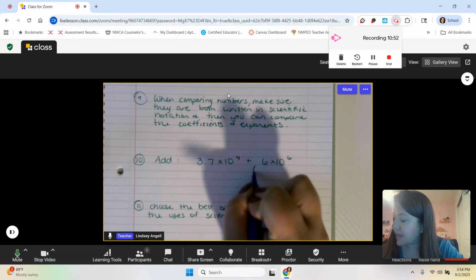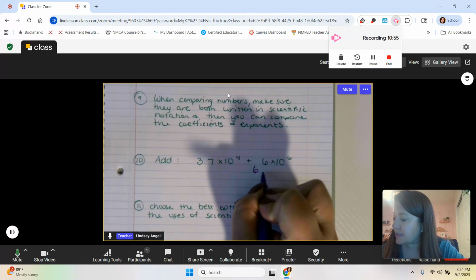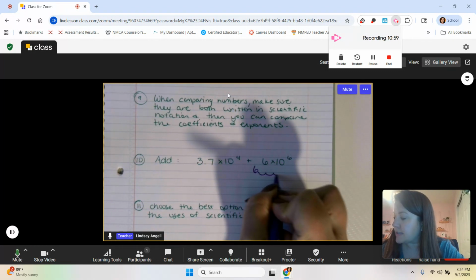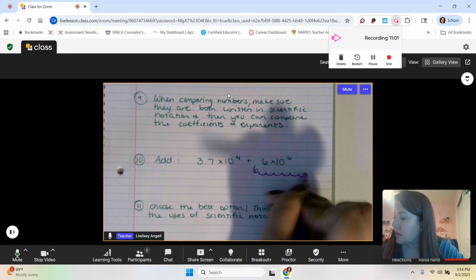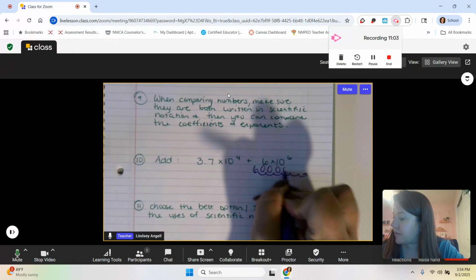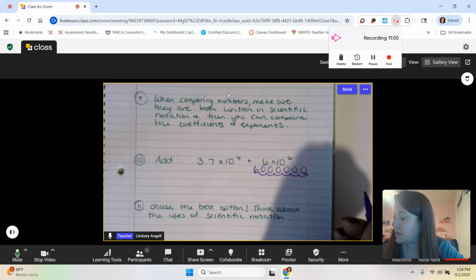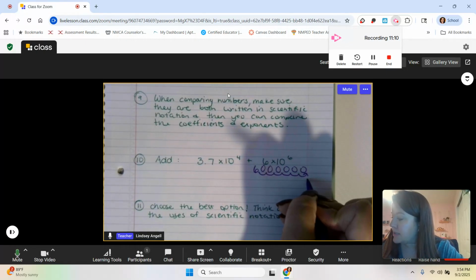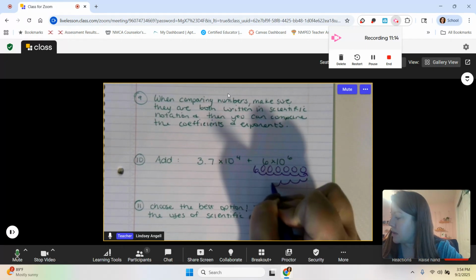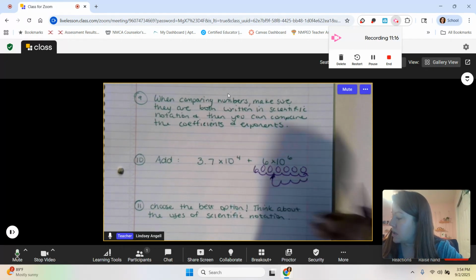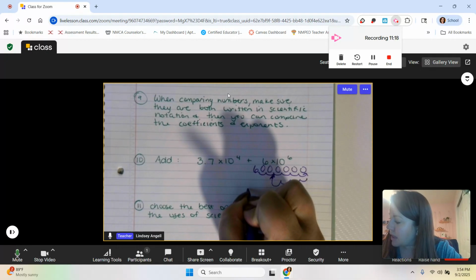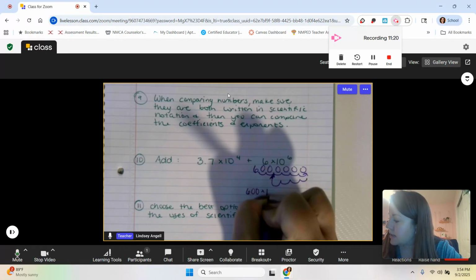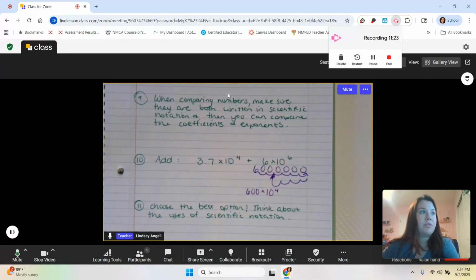If I take 6 and I take it to the times 10 to the 6th power, that means I'm going over 6 times. Okay, and in this case I would fill all of those in with zeros. Well, in order to have it go to the 4th power, right, I would need to move it back 4 spots. 1, 2, 3, 4. So this is like the same thing as 600 times 10 to the 4th.